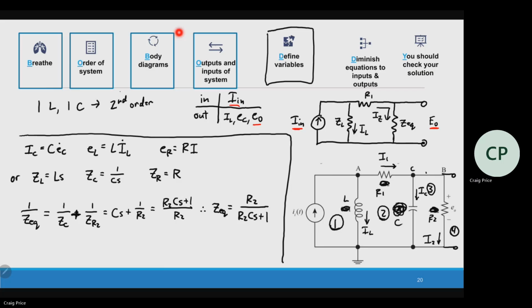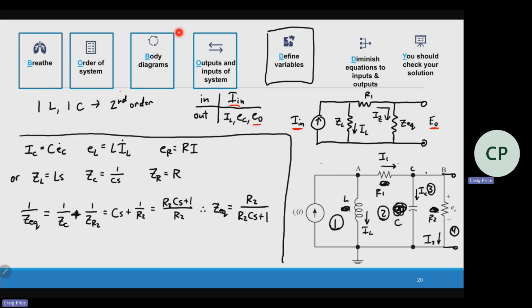Stumped? We do it together. Second order, trying to find it. Let's do it together. Yeah, I'll do it with the impedance method, just because most of you are. We should be able to find it both ways. But let's dive in. First off, we all start the same way.